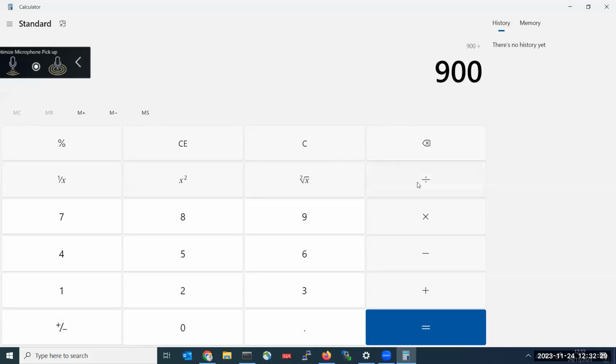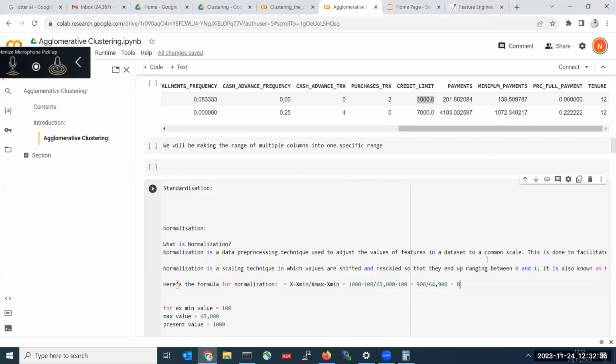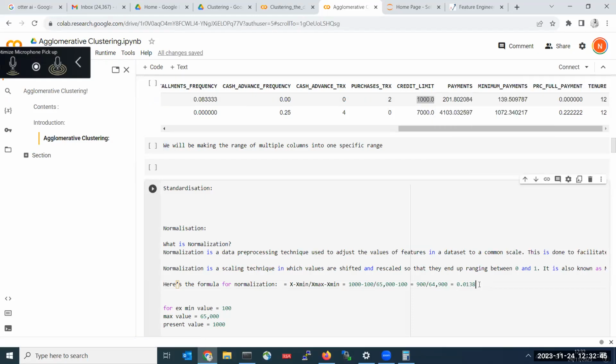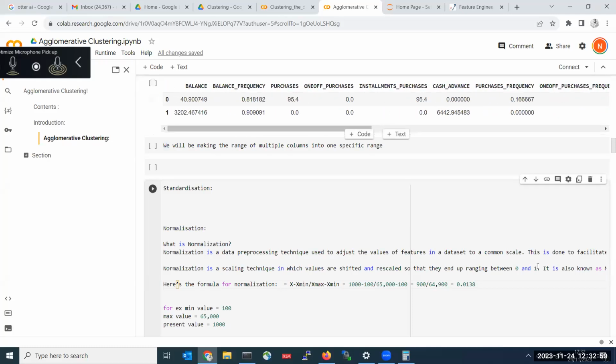900 divided by 64,900 is 0.0138. So now this value 1000 got converted into 0.0138. See here, this 1000 converted into 0.0138. Like this, the entire values will be converted. All the feature values, all the column values, will be converted into one specific range. That is the meaning of this normalization.